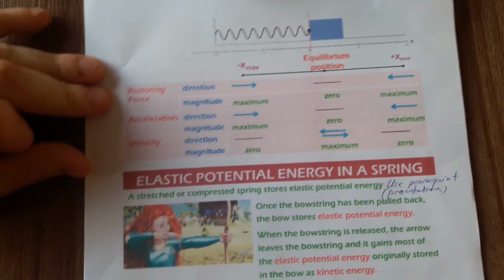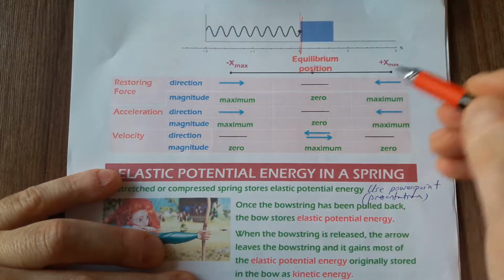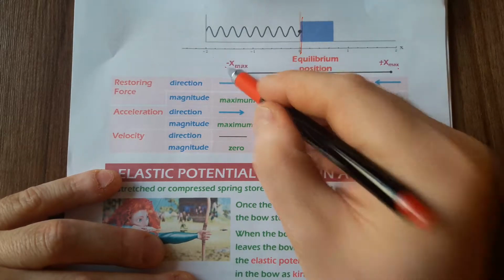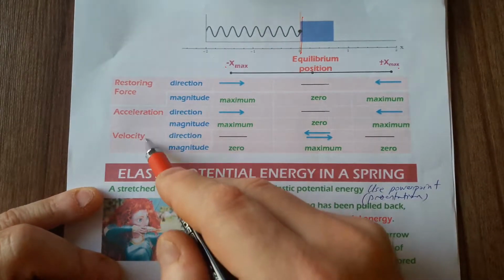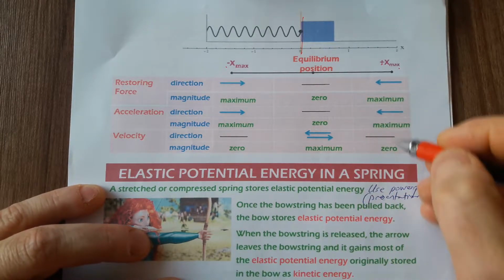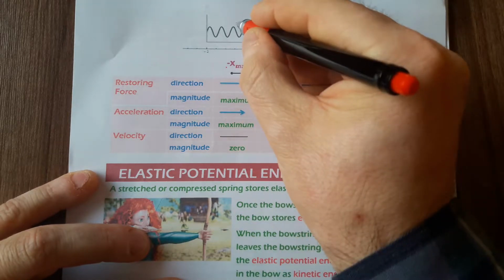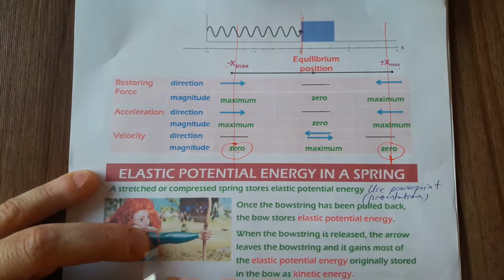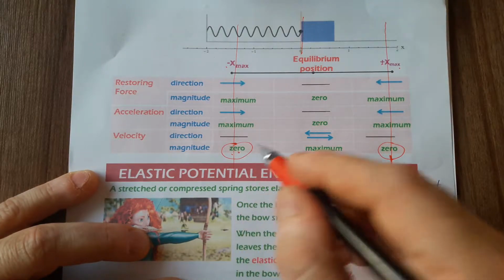This is the general explanation of all cases. At the equilibrium position, at positive x maximum, and at negative x maximum, how do the restoring force, acceleration, and velocity change? First, remember them. At maximum displacement, velocities are 0. Why? Because objects must stop. The object must stop because the velocity is 0 in this case.